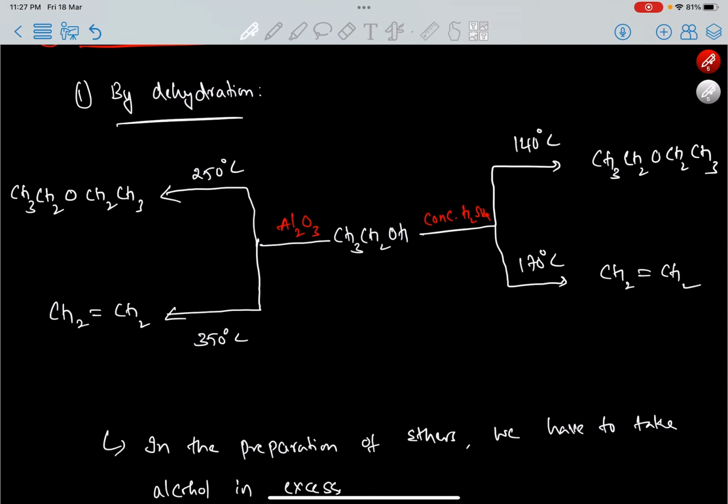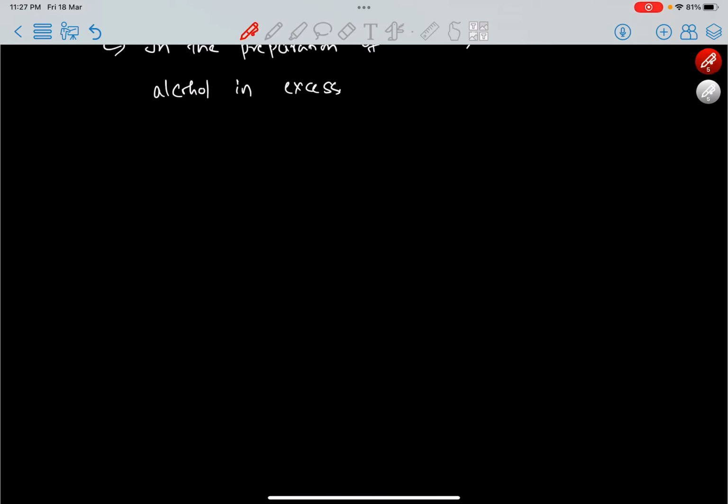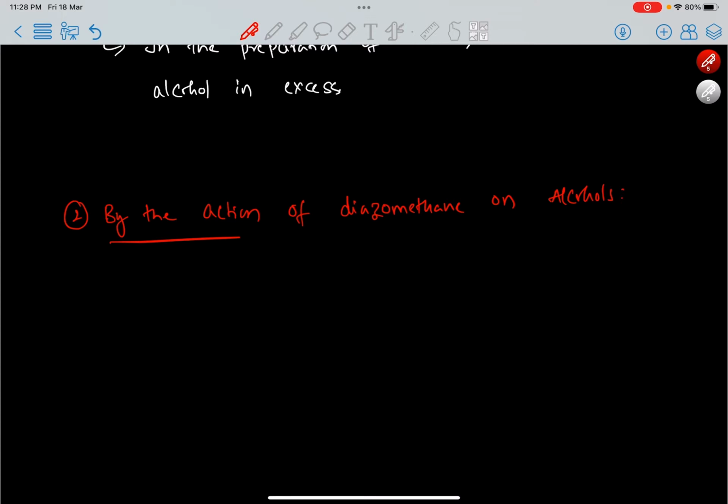Okay, so from alcohols, this is how we synthesize ethers. So this is the first method. Now let us go to the second method, that is by the action of diazomethane on alcohol. So by the action of diazomethane and alcohol, we can synthesize ether.